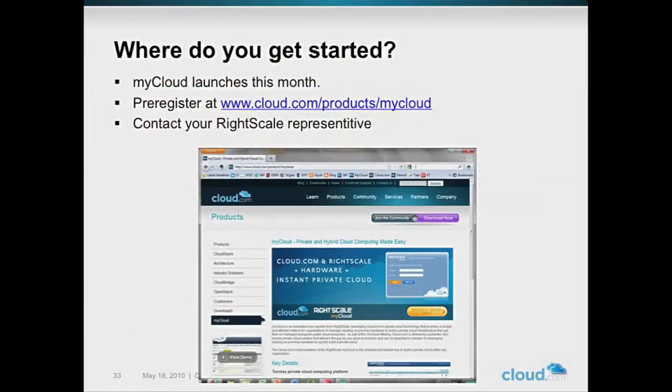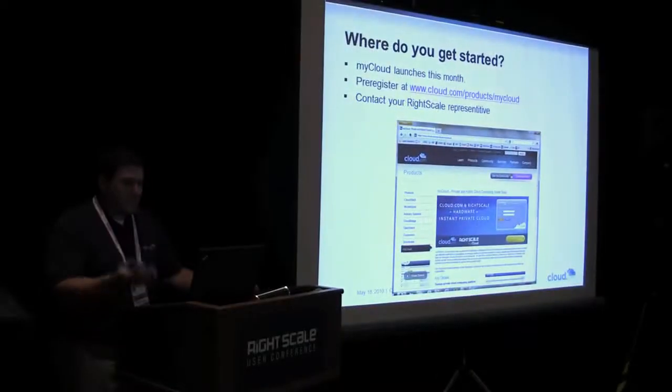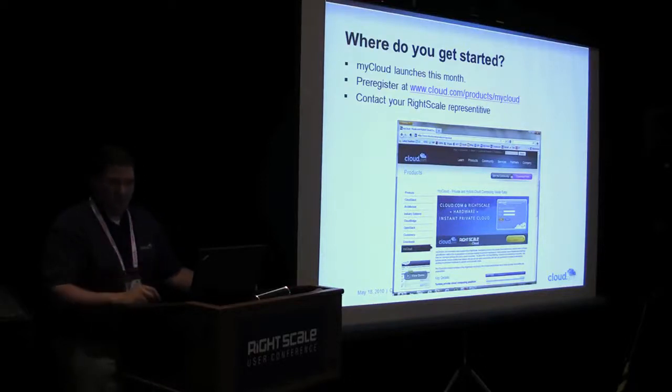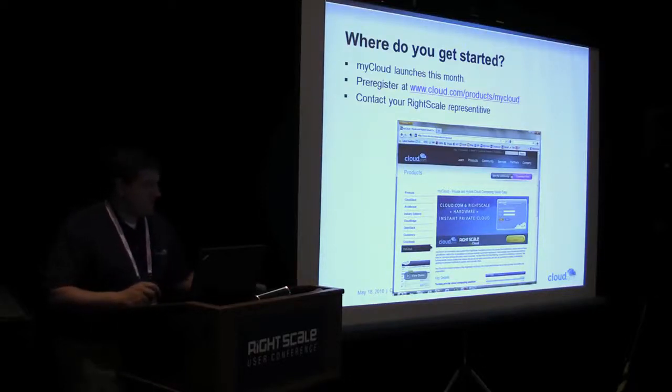So to get started, you can go to cloud.com/product/MyCloud, or it's on our homepage of either cloud.com or RightScale. You can find information about MyCloud. Easier still, you can go directly to your RightScale representative. If you have a RightScale account manager, they can work with you to get access to the system, to get into the early trials, and if you want a beta account, you can probably get that in the next week or so.